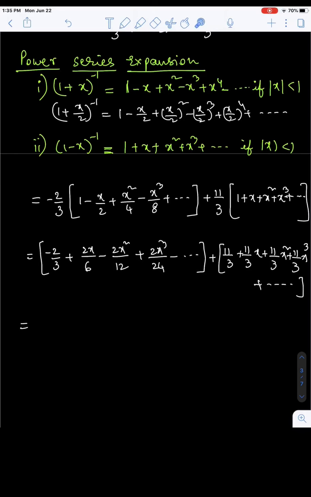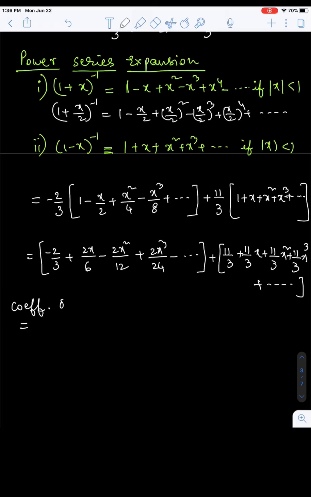What did I do here? Dear students, I have taken minus 2 by 3 inside. Minus 2 by 3 times 1 is minus 2 by 3. Minus into minus is plus 2 by 3. It will become like this. Minus into plus is minus. And 11 by 3 I have taken in every term. Now we want the x cube coefficient. What is the x cube coefficient here? 2 by 24. Here 11 by 3. Both are added. And that is the answer.